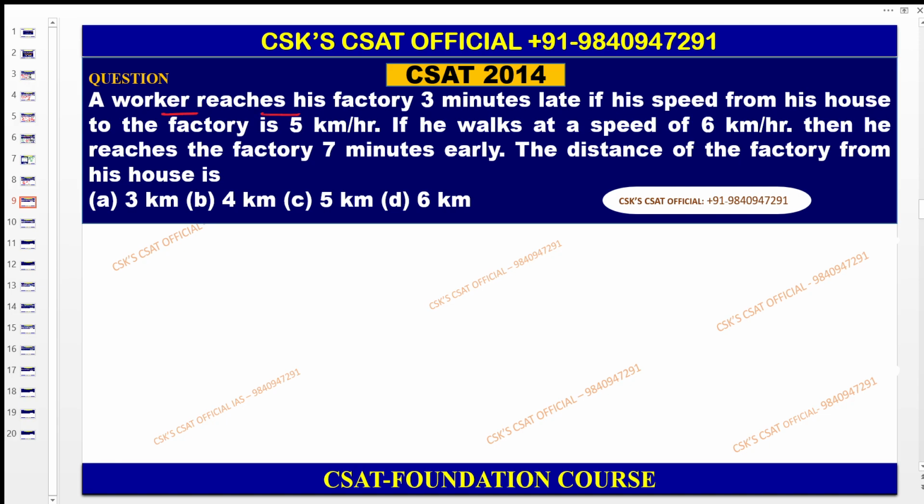Now, a worker reaches his factory 3 minutes late if his speed from his house to the factory is 5 km per hour. If he walks at the speed of 6 km per hour, then he reaches the factory 7 minutes earlier. The distance of the factory from his house is? We have done this model in your foundation class, right? Yes, sir. Early, then reaching late. So this kind of questions also we have done. There I taught you two models. One proper model and then the time gap method also I taught you.